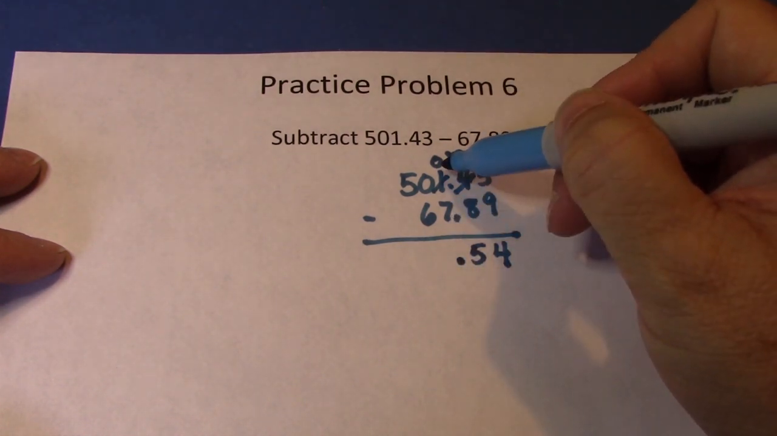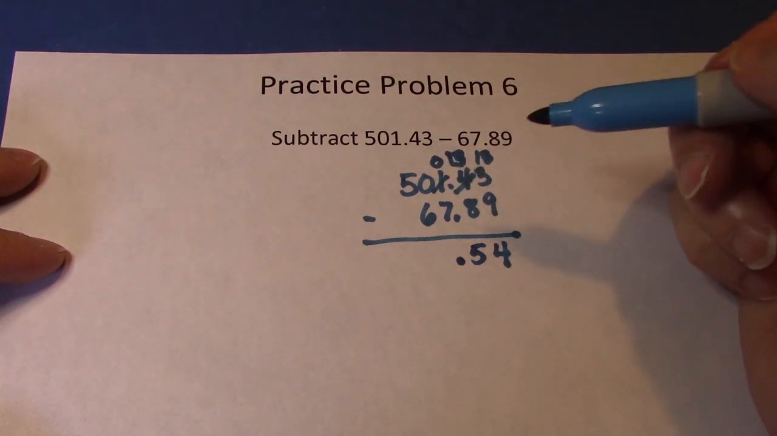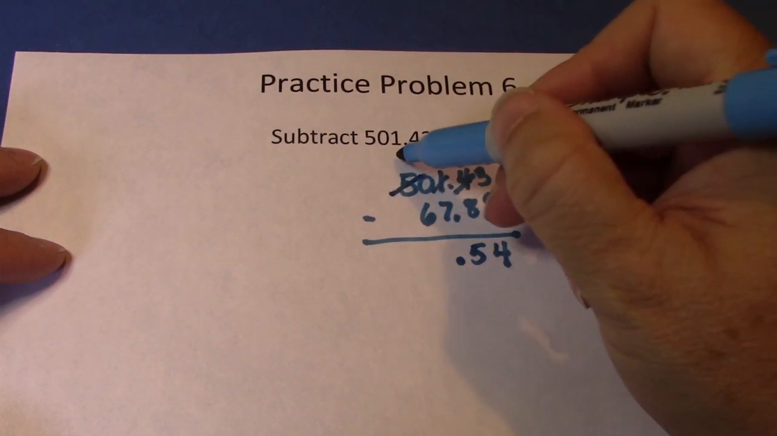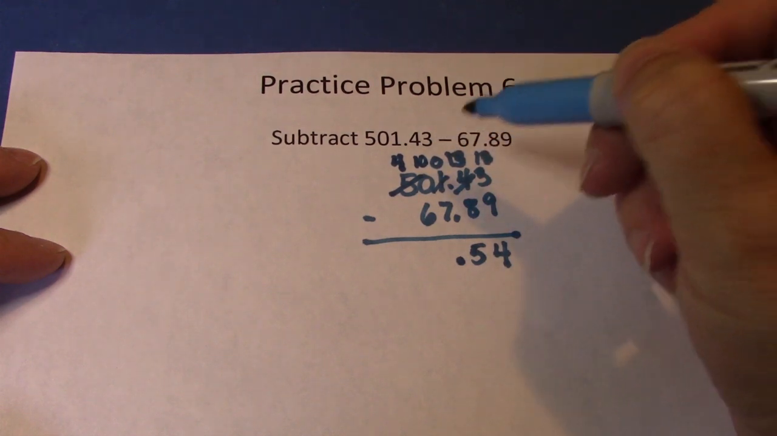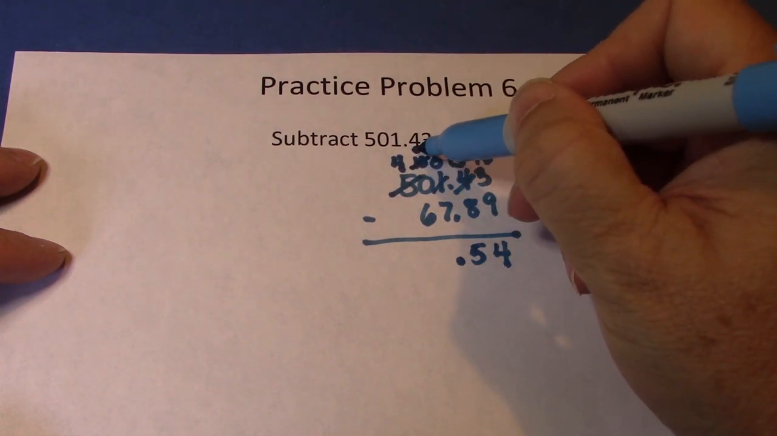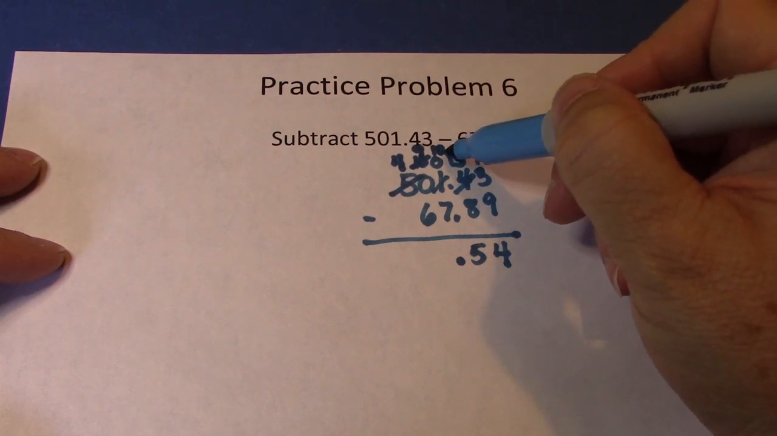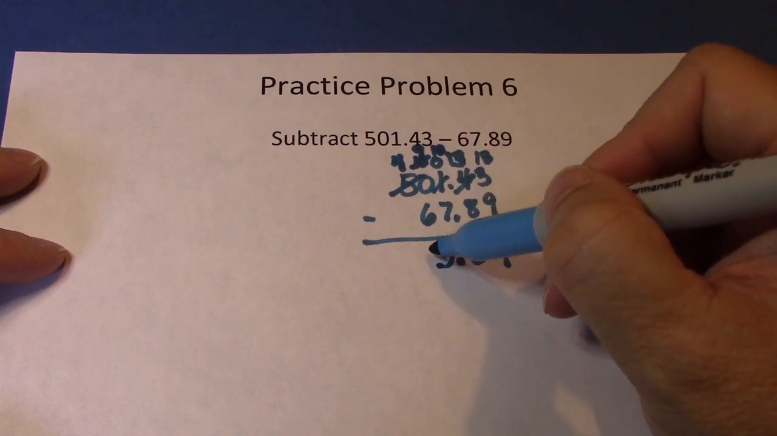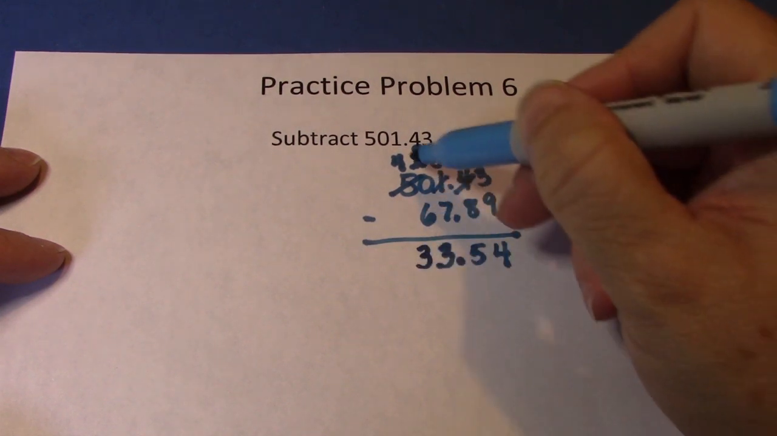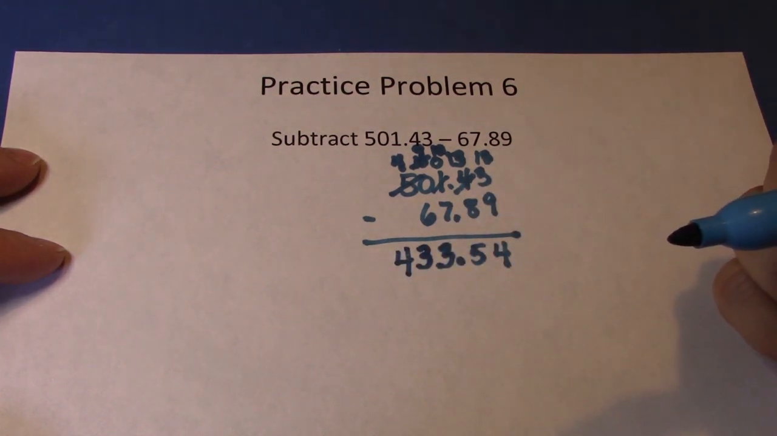Okay, 7 can't come out of 0. And I don't have any zeros over here to borrow, so what do I do? I have to go all the way over here. I'll take one of those. One of those is worth 10 of those, right? Now I have 10, I have 9, and now I have 10 of those. So 10 minus 7 is 3, 9 minus 6 is 3, and the 4 has nothing taken away from it. So it's 433 and 54 hundredths.